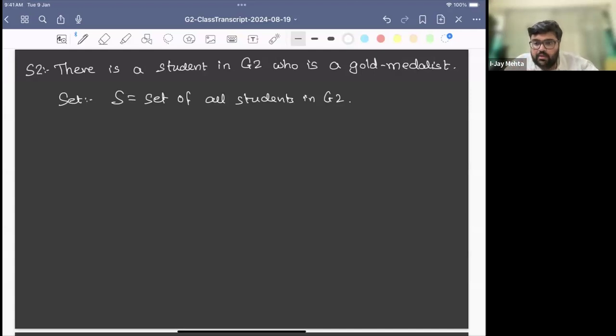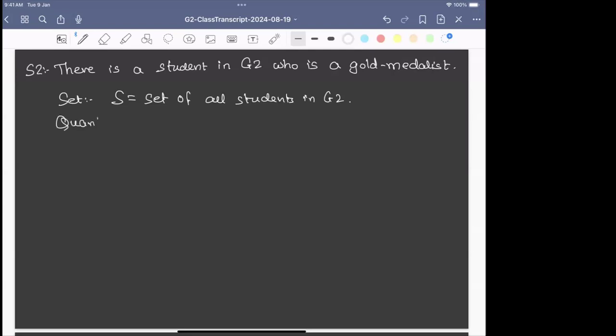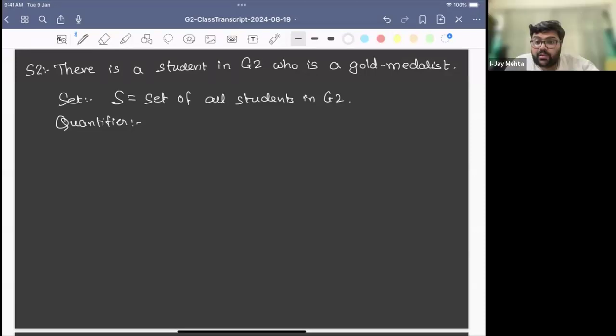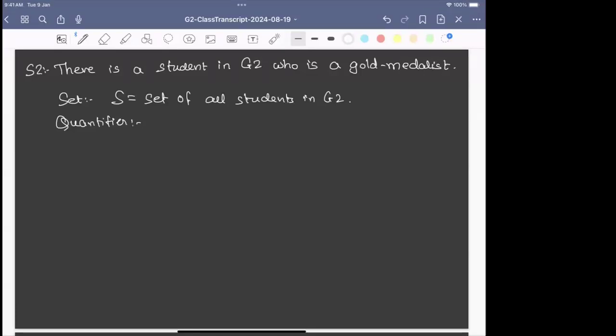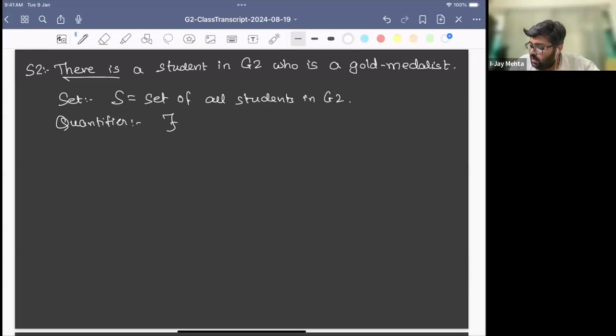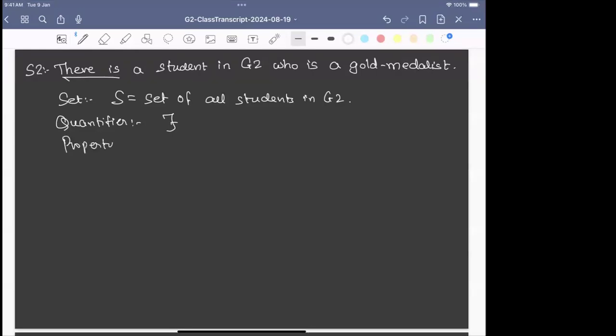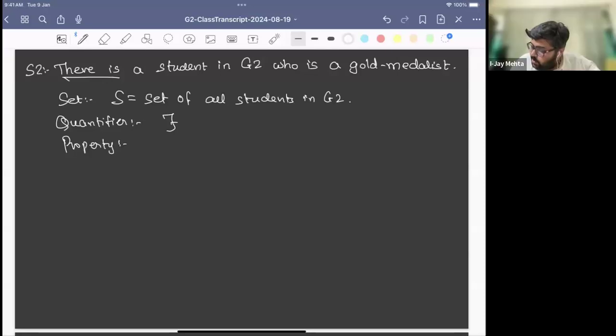And now room number 9, Aman. What is the quantifier? So, who is a gold medalist? Quantifier. Are we talking about all elements or some elements? There exists. Yes, so there is, right? So the quantifier is the existential quantifier. And room number 8, Firdos. What is the property? The property is who has a gold medal. So having a gold medal, or who has a gold medal. Good.